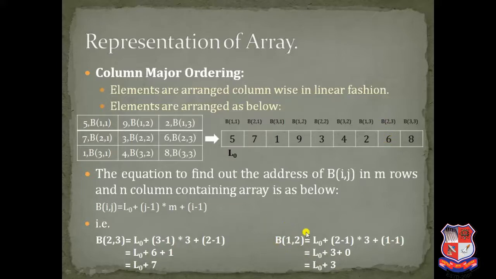Similarly, if I would like to calculate the address of B12, I can apply the same formula and I will get L0 plus 3. That means if I move 3 positions from the base address, I can get B12. Let's check it out. This is L0, 1, 2 and 3. This is my B12 and it contains value 9. Fine. This is the representation of an array in row major ordering and column major ordering.